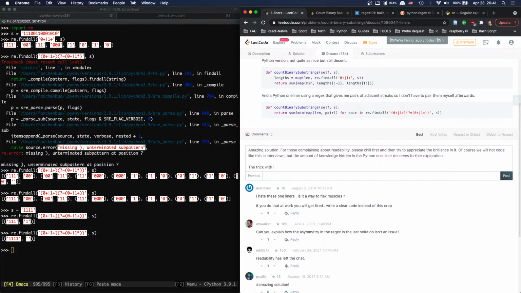The trick with 0 plus and 1 plus, the trick with the regex pattern is self-explanatory. However, the trick with this, actually re.findall, the trick involves, contains 3 aspects, right? First, the positive look ahead.